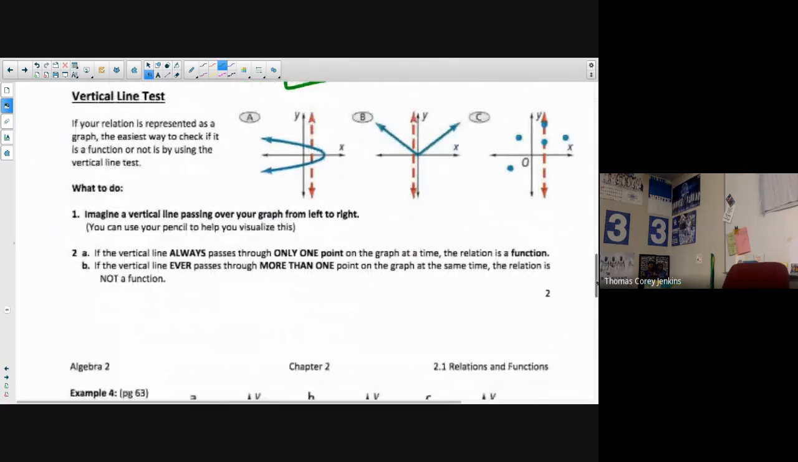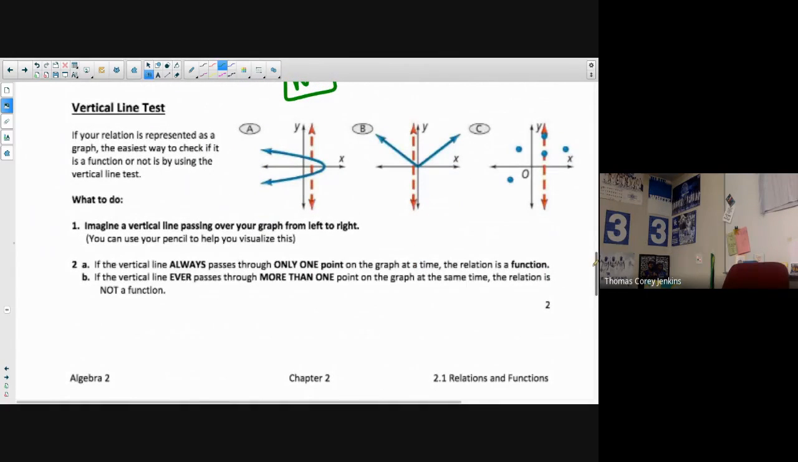Looking at some continuous functions or other graphs, you would use the vertical line test, right? Is there any vertical line that I could draw that hits the relation in more than one spot? The answer here on A is yes. You see one right there. Actually, any vertical line you draw this whole way is going to touch more than once. So this fails the vertical line test, so this is a no.